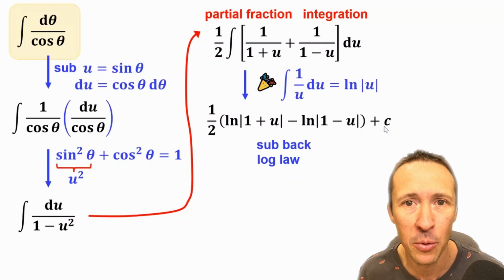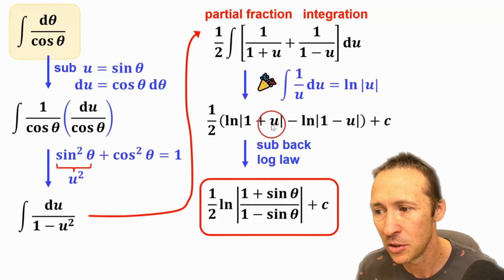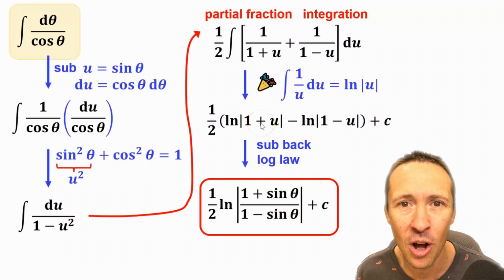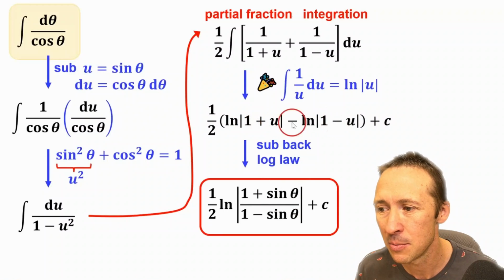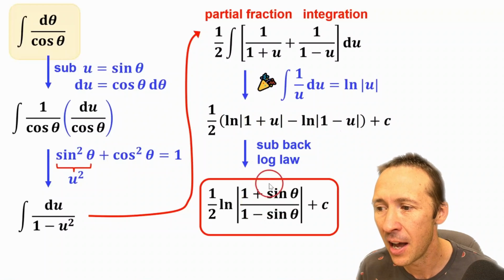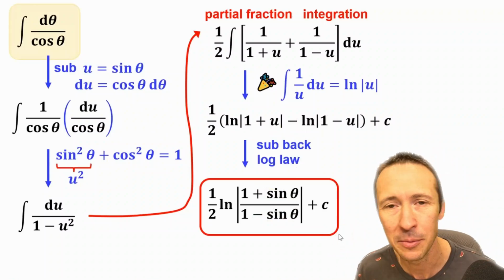We'll substitute back what u is. u is equal to sine theta, so we'll substitute that back in, and then we'll use one of my favorite log laws, where if you're adding or subtracting logs, then you can multiply or divide. If you're subtracting, you can divide the arguments right here just to make it look a little bit cleaner.